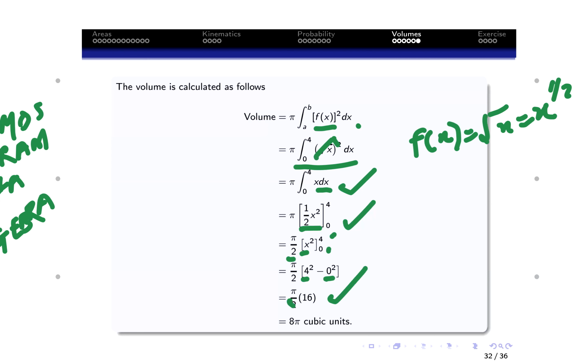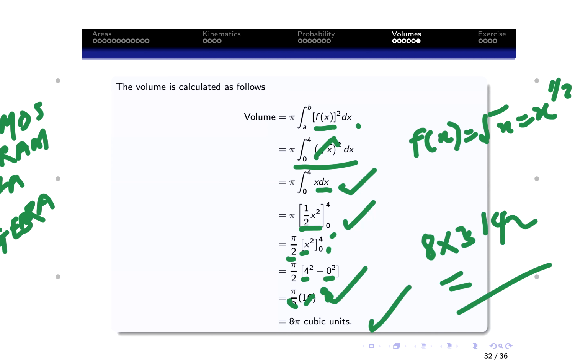So at the end of the day, the volume generated by the revolution of f of x equals root x is 8 pi cubic units. And again, you can just get 8 times 3.142 and you get some result, if you like. That's actually possible too.